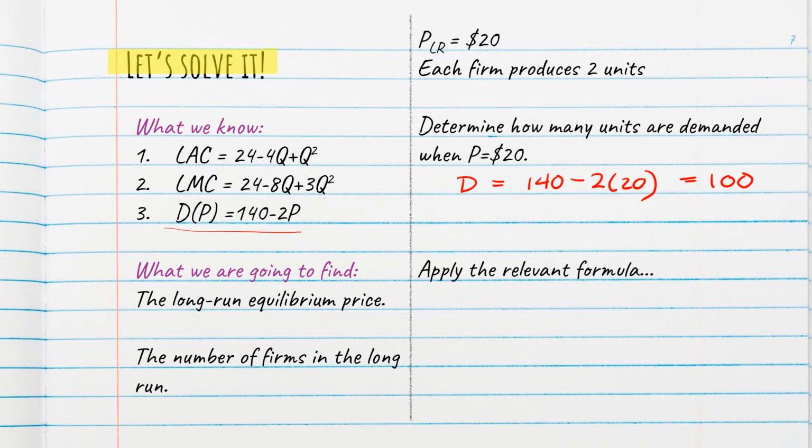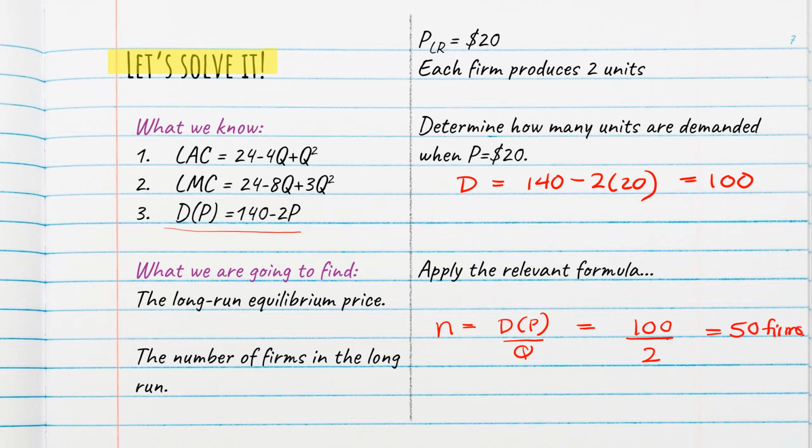With this piece of information, I can apply the relevant formula. Just as a reminder, that relevant formula was N is equal to D of P divided by Q, where D of P is 100 in this case, and Q is 2 because each firm produces 2 units. So I get 100 divided by 2, which is 50 firms.